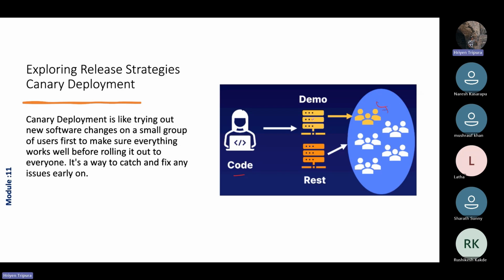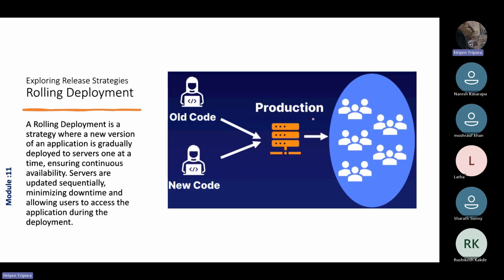Next, we have a rolling deployment. Now, what is the rolling deployment? Rolling deployment is a strategy where a new version of the application is gradually deployed to servers one at a time, ensuring continuous availability. Servers are updated sequentially, minimizing downtime and allowing users to access the application during the deployment.